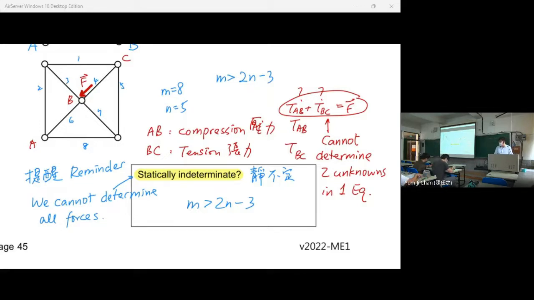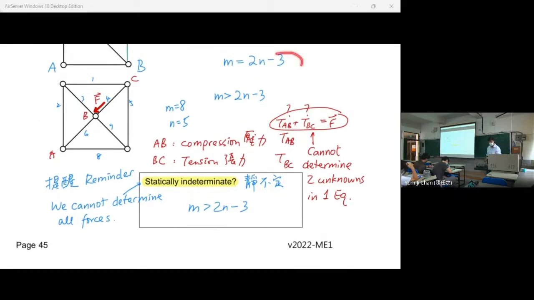So for the trusses I give you to determine the forces, they always have this relationship that M is equal to 2N minus 3, where the number of members is M and the number of joints is N. Now, after you have finished writing this, I will go on to the next page.